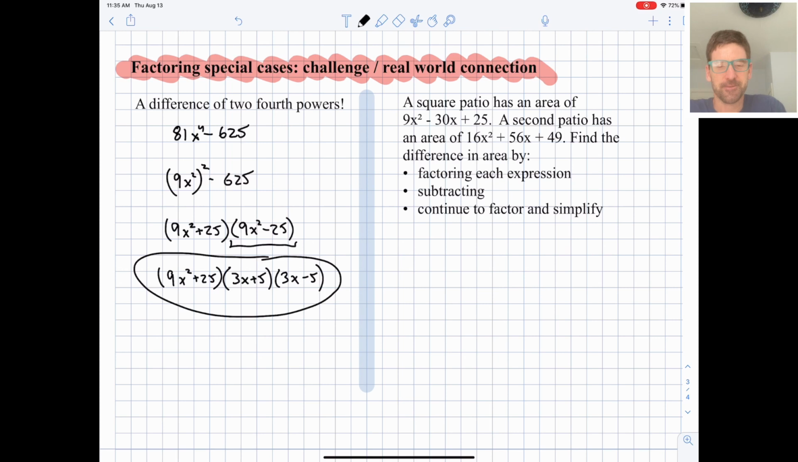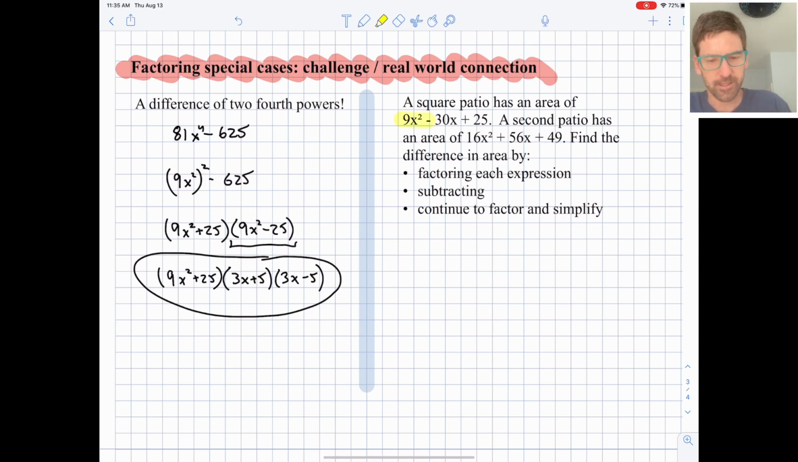All right, let's do the next one, which I think is going to be a little more involved. A square patio has an area of that, and a second patio has an area of that. Find the difference in area by factoring each expression, subtracting, and then factoring some more. Okay, so let's factor each expression first, and they both look like perfect squares. Neither of them looks like a difference of 2 squares. They both look like perfect squares.